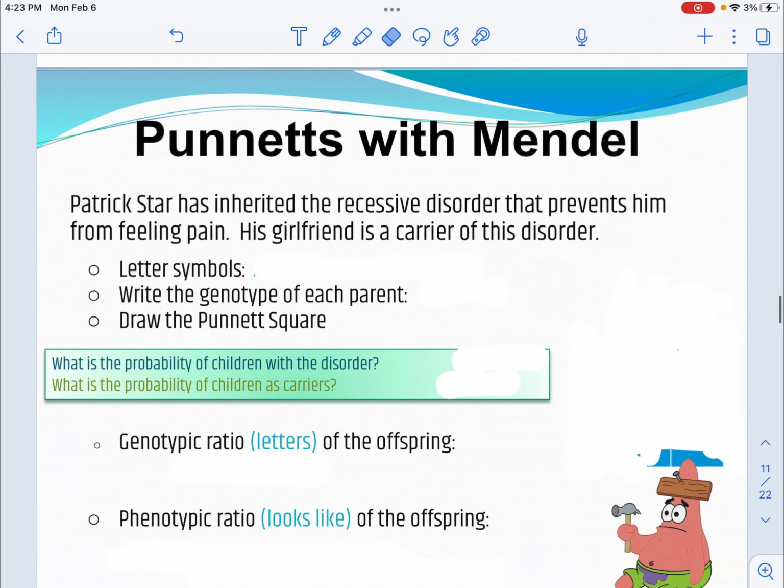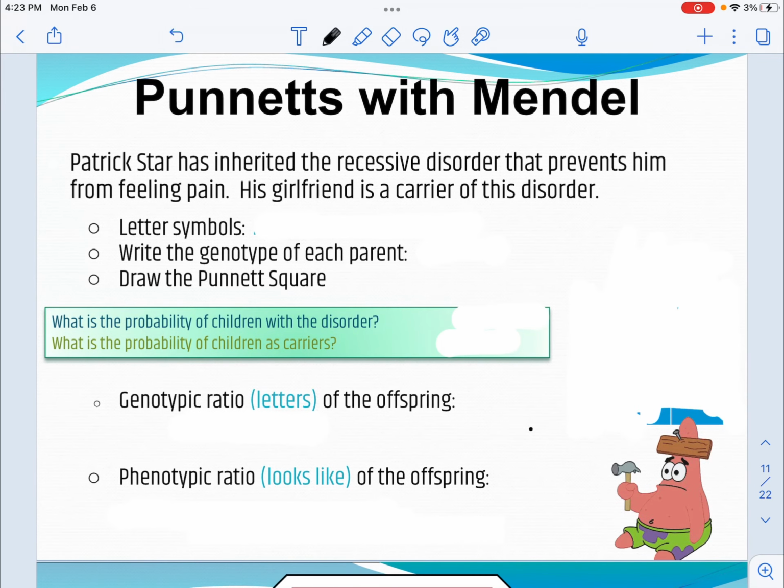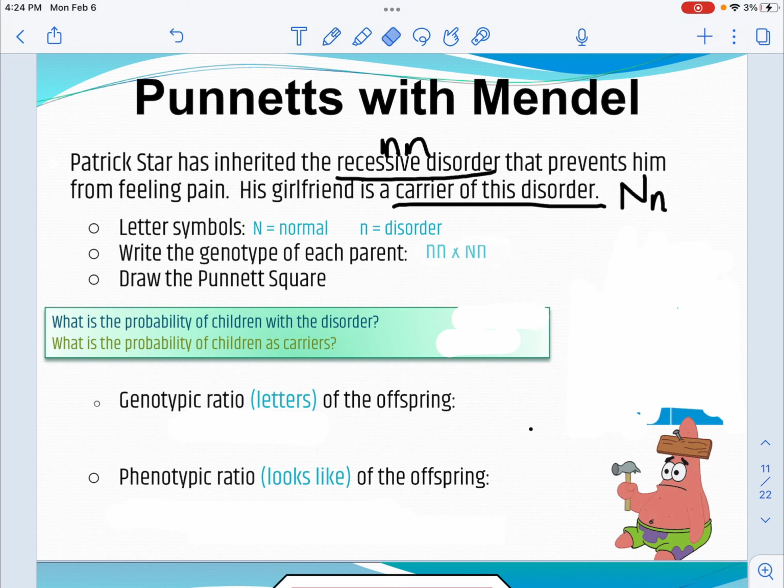And our last problem together here is with Patrick. Patrick Star has inherited a recessive disorder. His girlfriend is a carrier. So let's think about what those mean. First off, again, the letters themselves don't matter. I used N for this example, but a recessive disorder is going to give us, we know that in order to have the recessive trait, you have to have 2 recessive alleles. Carrier, remember, means heterozygous, and so those are what the parents are going to be. Patrick is little n, little n. His girlfriend is big N, little n.